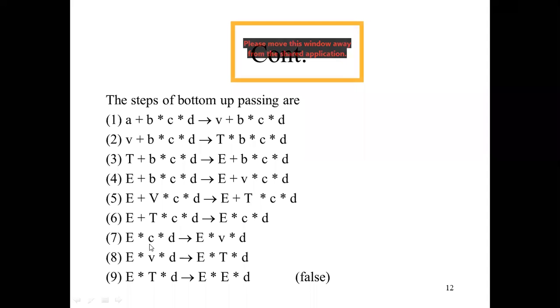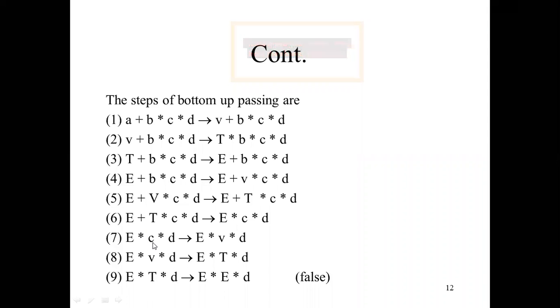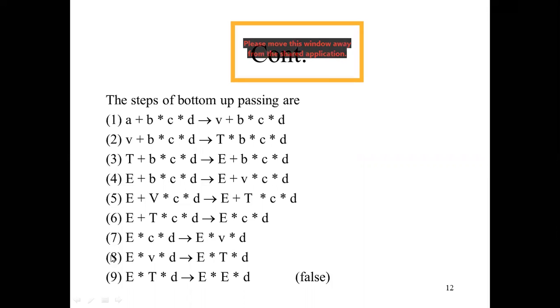Then change this C by V. You can replace it by V. But we will replace in one step, one by one. We will proceed like that. We can never do two things at one time. So E star C, now you can see we are replacing by V. So E star V and the remaining item is star D. And again you have to write this thing to the left hand side, E star V star D.